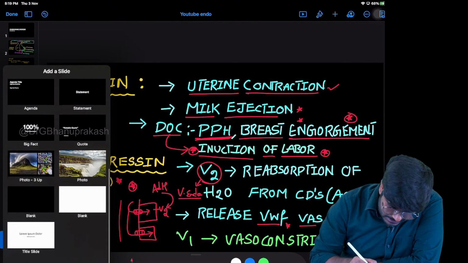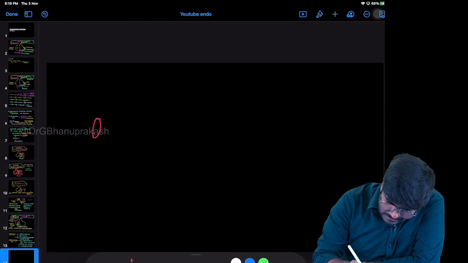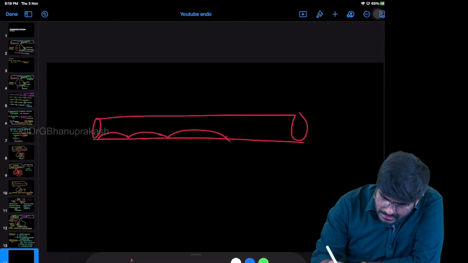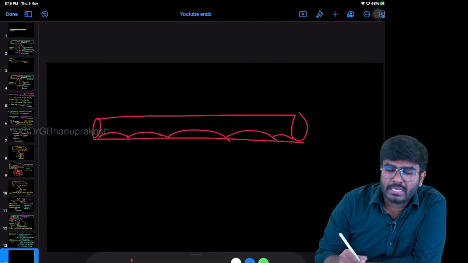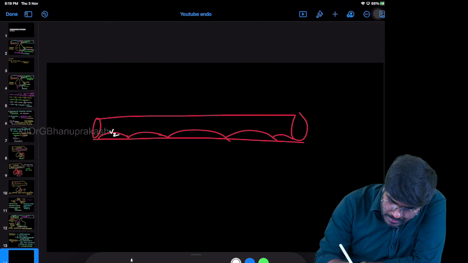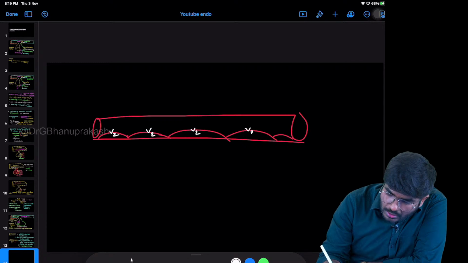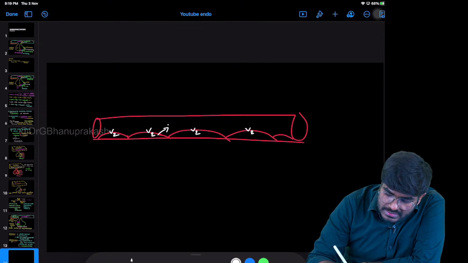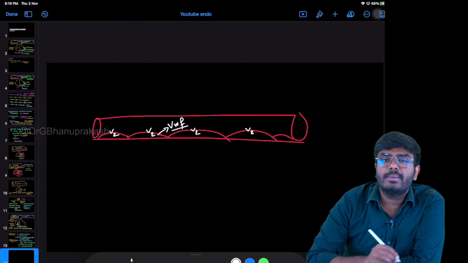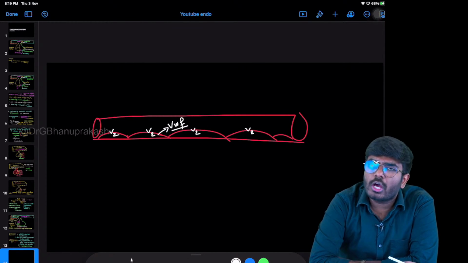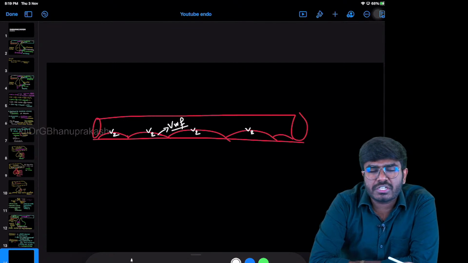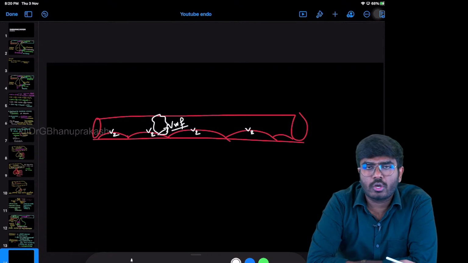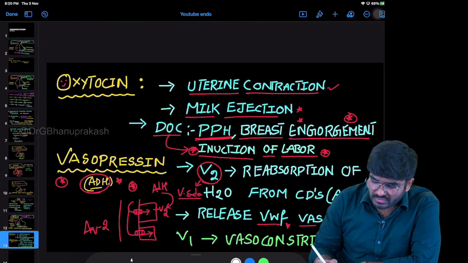Let me show you something. It's very simple. Think this is the blood vessel. Inside the blood vessel, what is the lining present? This lining is the endothelium. On the surface of this endothelium, which receptors are present? Again, V2 receptors. Whenever you stimulate this V2 receptor, these endothelial cells will release von Willebrand factor. We all know it helps in platelet adhesion and platelet aggregation. Later on, the coagulation cascade will happen, helping clot formation. So these are the important points which I want you to know.